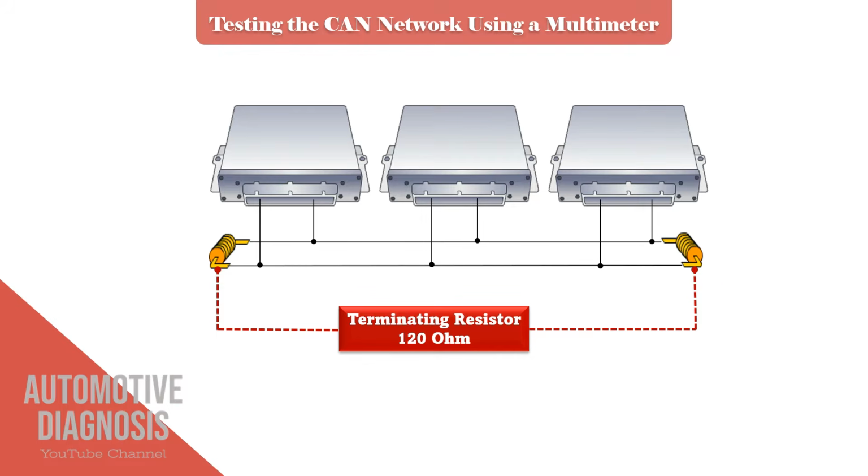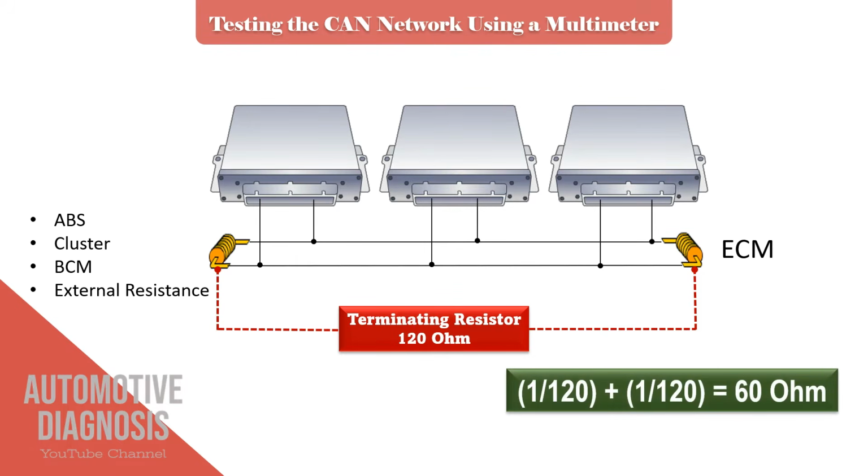Where are they located? One of them is mostly inside the engine control module, and the other one could be inside the ABS, or instrument cluster, or BCM, or it can be an external resistance. But you must check the workshop manual first to find the locations for your car. So considering the parallel circuit, the total resistance for the CAN bus would be 60 ohm. But how can we measure it?